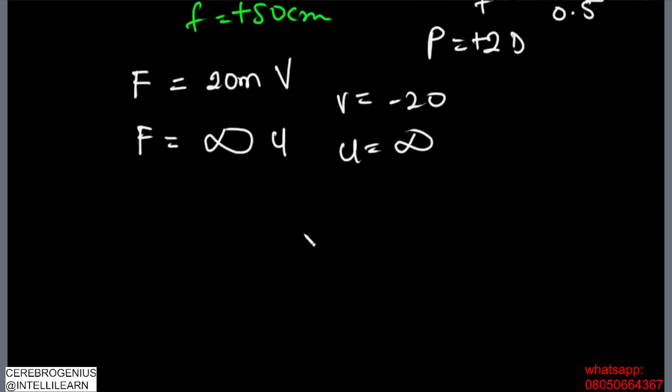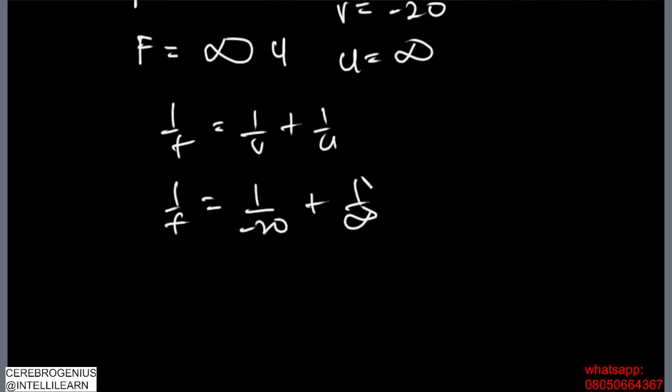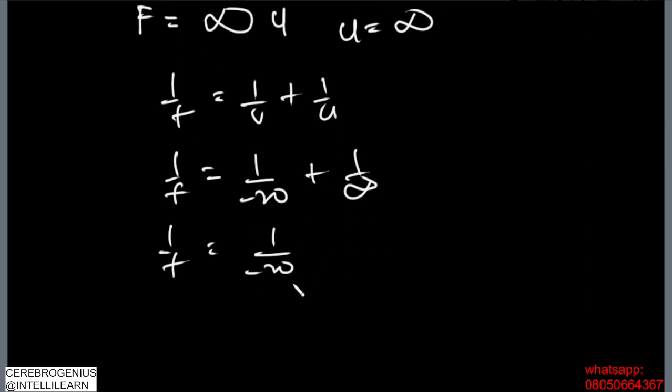So v is going to be minus 20 and u is what? Infinity. Now what are we going to have? You know that 1 over f is 1 over v plus 1 over u. So 1 over f is going to be what? 1 over minus 20 plus 1 over infinity. Now infinity is too big to be divided by 1, so we get 1 over f to be 1 over minus 20. This will be 0. Now that means f is going to be minus 20 centimeter. This is a negative answer, so that means this is what? A diverging lens, not a converging lens.